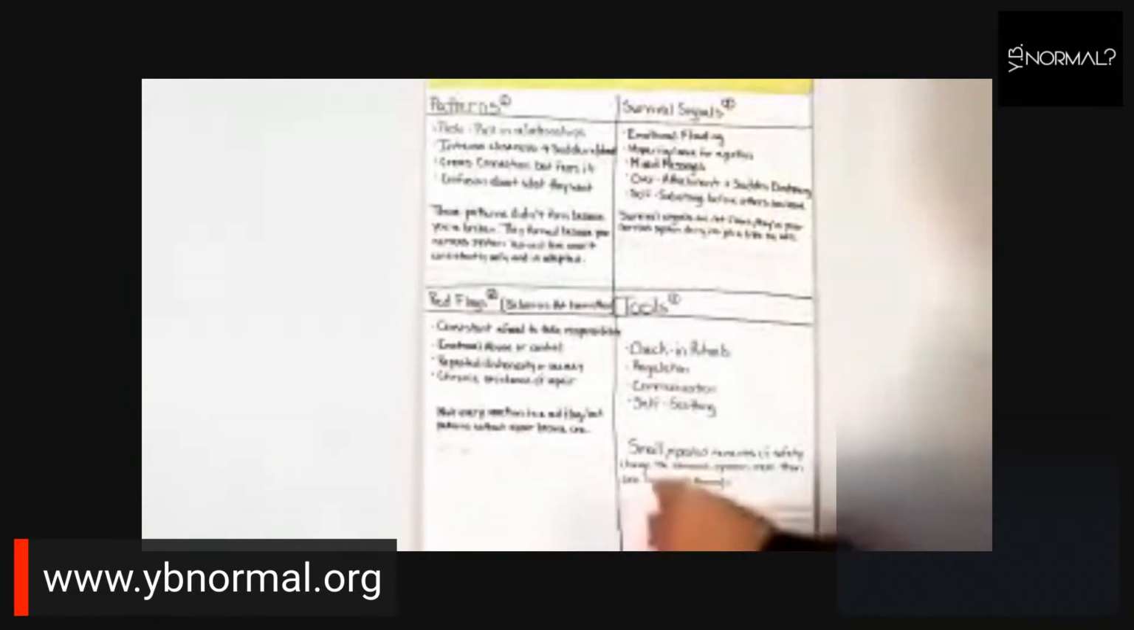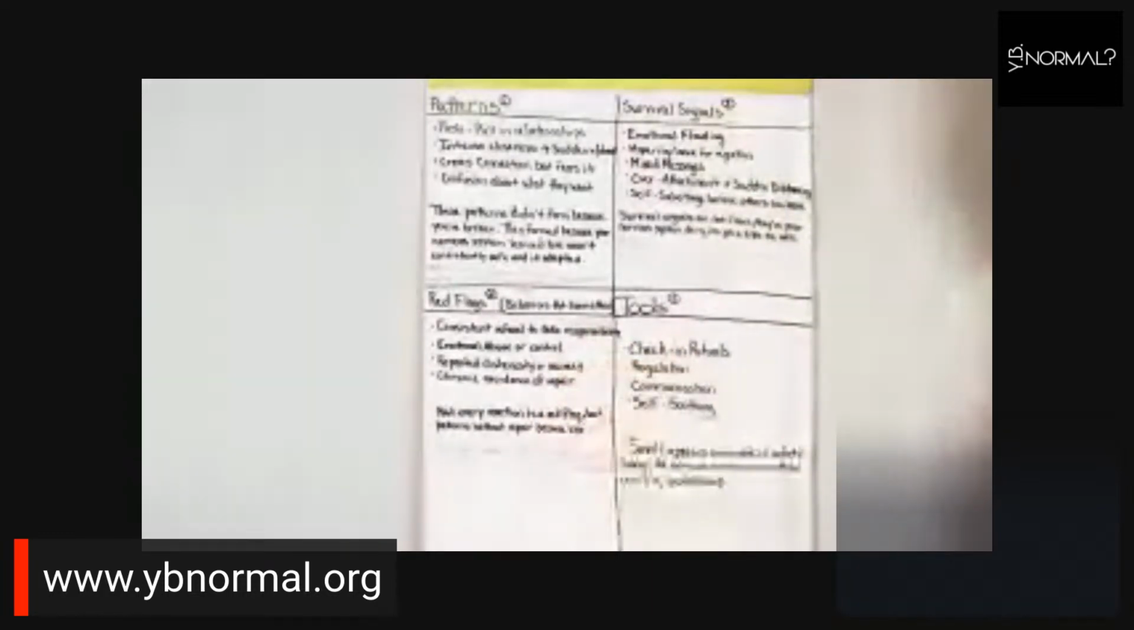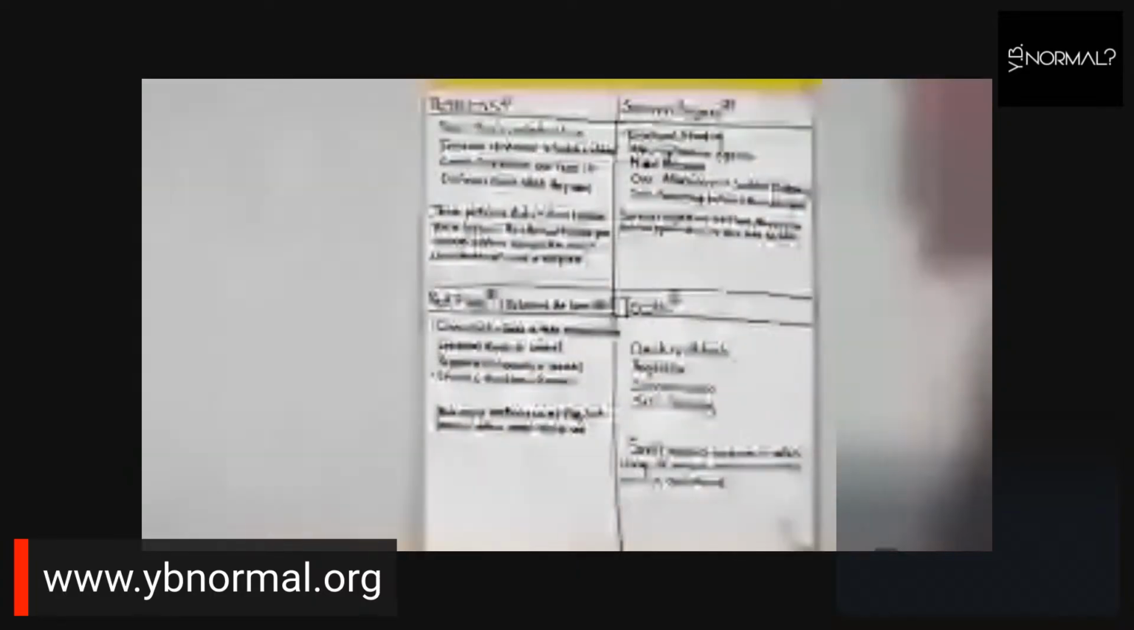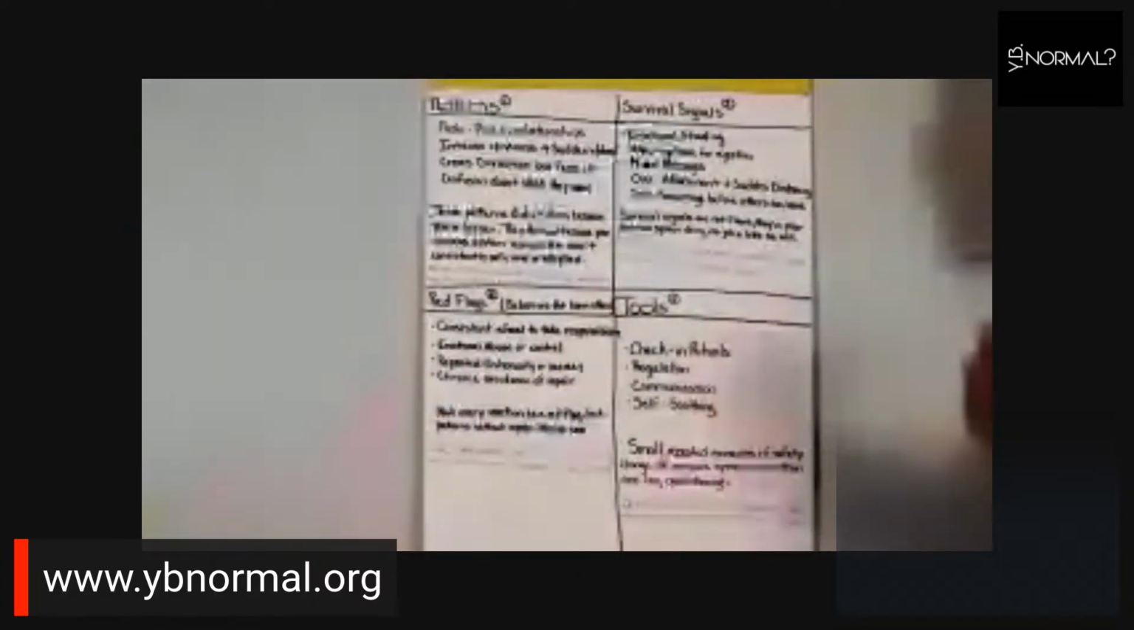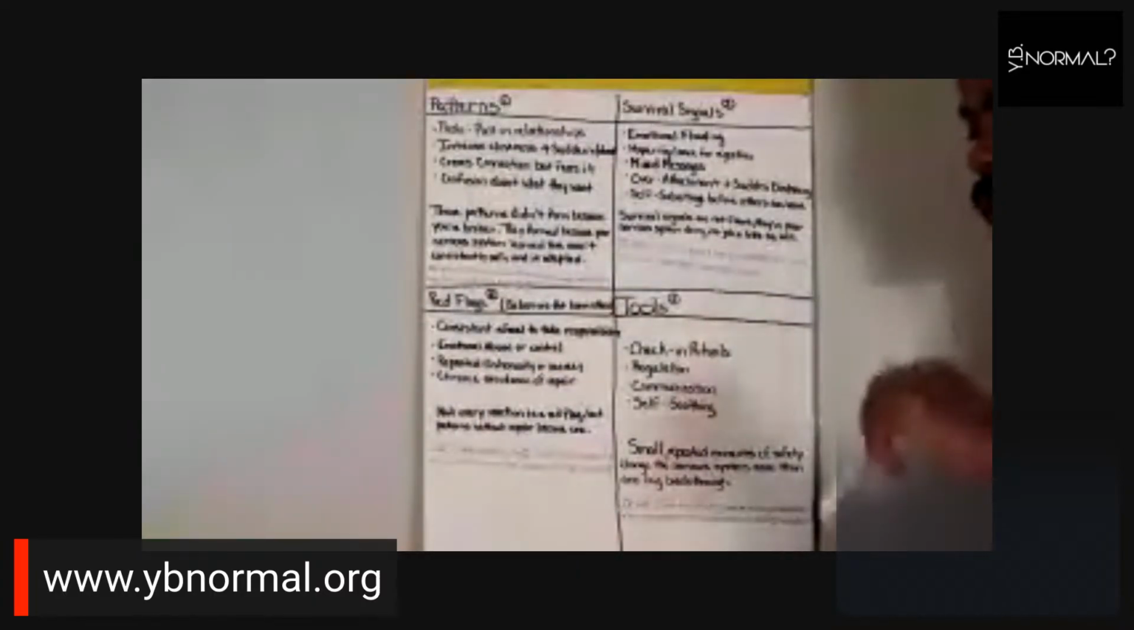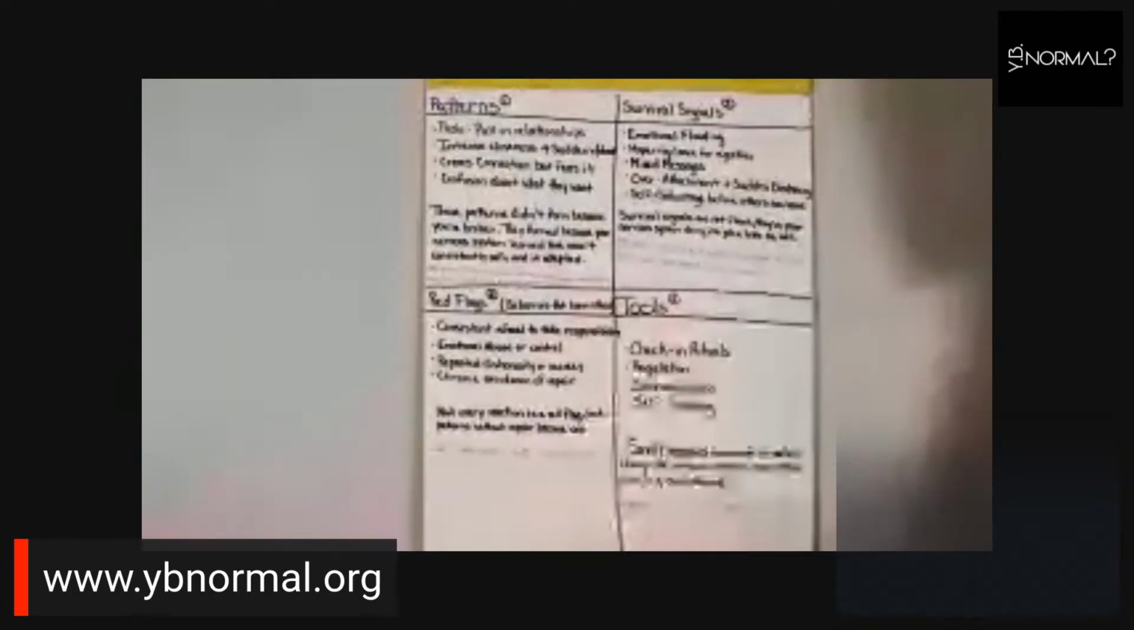So let's go with the red flags. So red flags. And when I say red flags, I'm talking about the behaviors that the fearful avoidant does that harms others. Does that make sense? Y'all get what I'm saying?